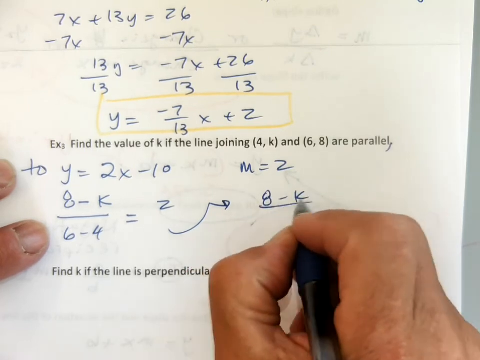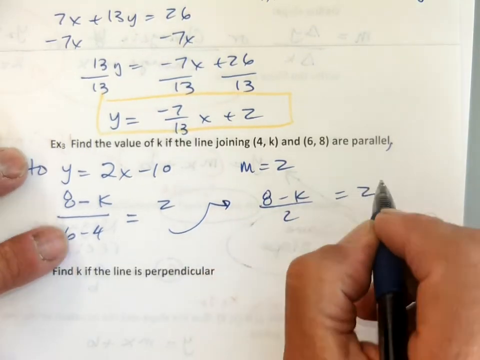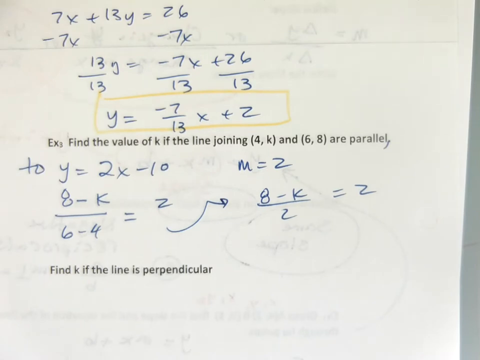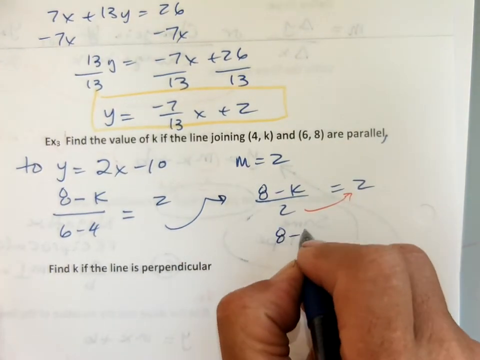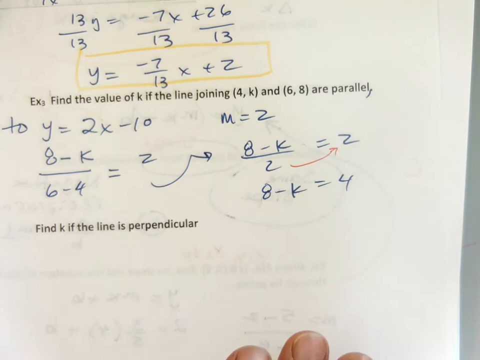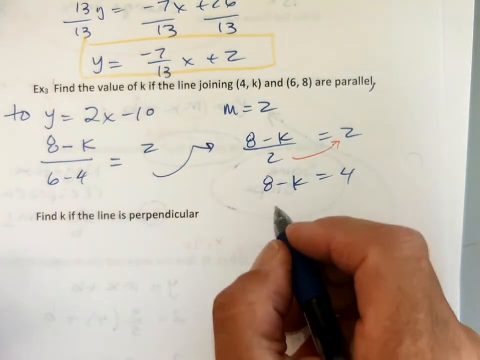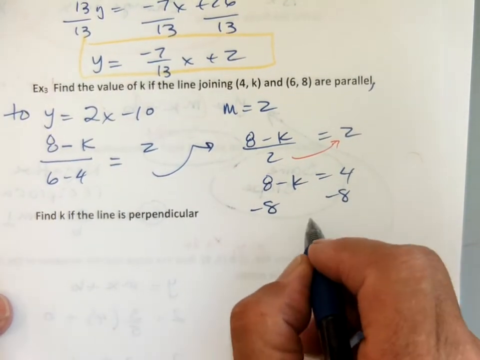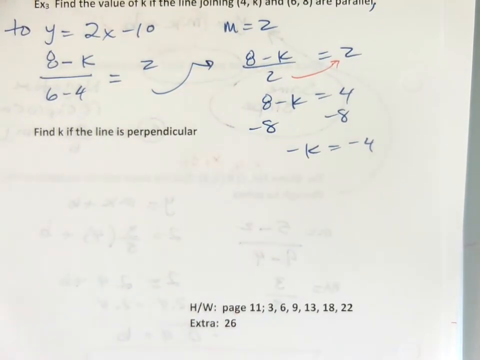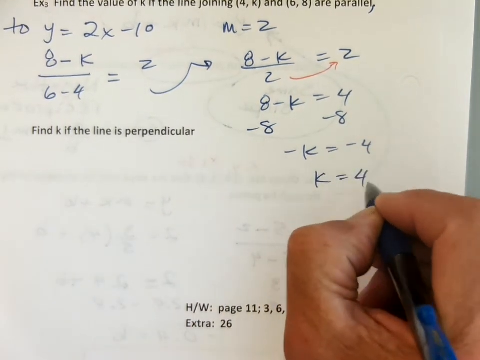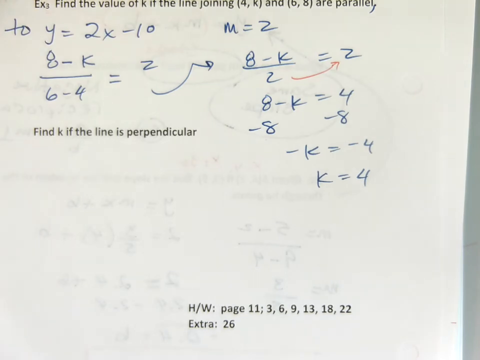8 minus k over 2 equals 2, right? Times it by 2. 8 minus k is equal to 4, right? Minus 8, minus 8. Negative k equals negative 4. Am I going too fast? Am I okay? Bring over the negative. k is positive 4. I mean, we're in pre-calculus, so you guys know what I did. I don't need to divide by negative 1. I mean, it's pretty obvious, right?